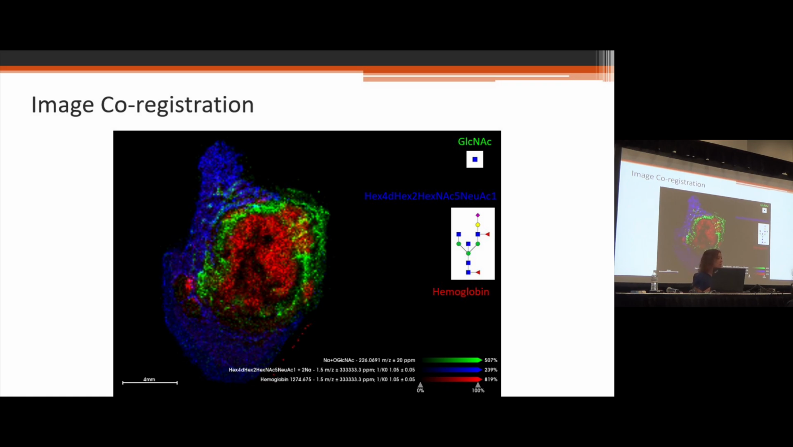And now we can visualize them as if all of these distinct data sets were collected at the same time. So what I'm showing here is in green the O-GlcNAc signal, in blue one of the N-linked glycans that we detected, and in red a tryptic peptide of hemoglobin from the final analysis of tryptic digestion. And so we can now further mine these data and see what's co- or differentially localized compared to each other.